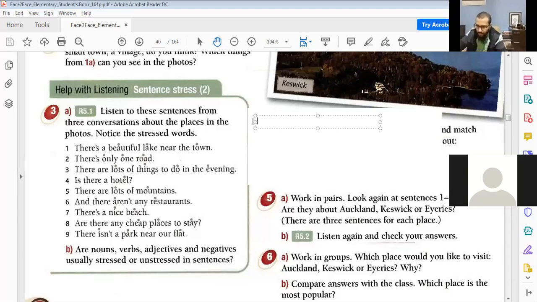Okay, let me write the places. The first one is Auckland. The second one is Keswick. And the last one is Iris. All right. So let's listen again. But let's try to match before we listen. Let's see if you can remember. Let's check your memory first. There's a beautiful lake near the town. Which one is it?